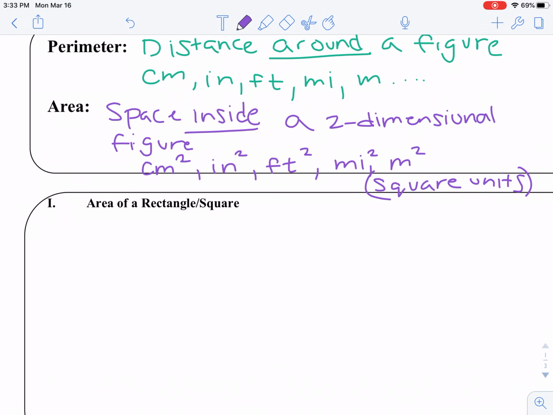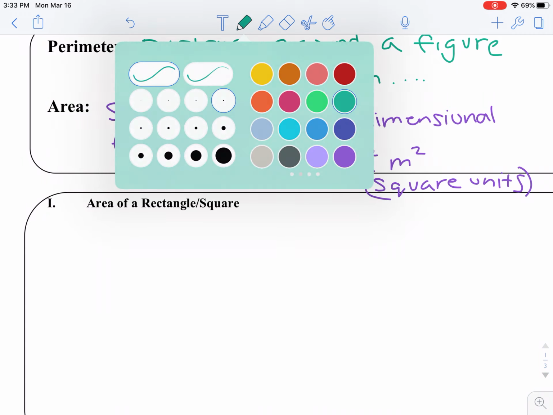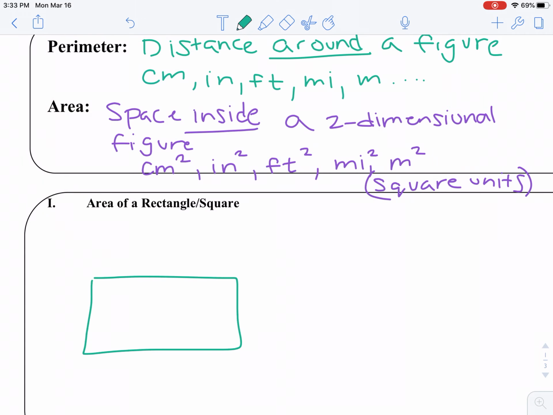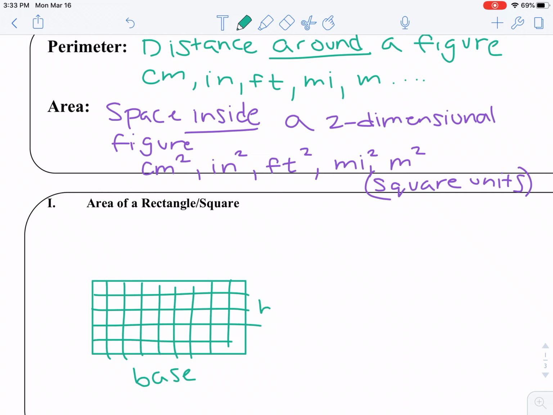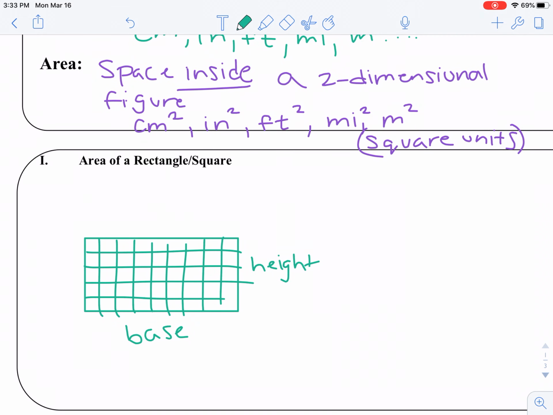So as you know, when we think about a rectangle, we are thinking about the length of the base of the rectangle. So how many units do I have along that base? And then how many units do I have along that height? That will allow me to count the total area of a rectangle, which is the number of units in the base times the number of units in the height. So that's why we say base times height.